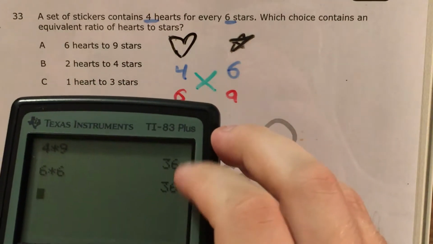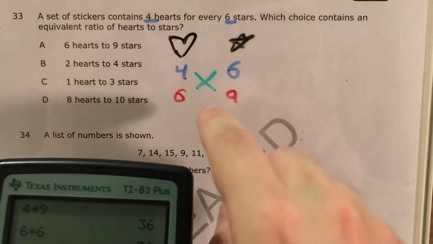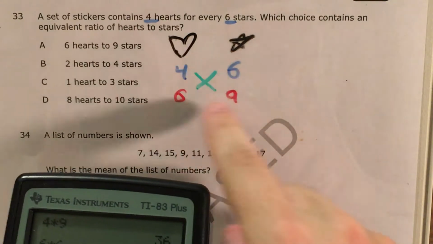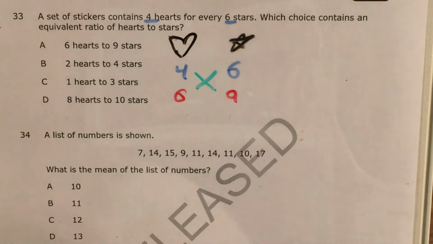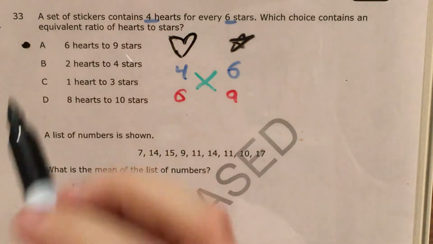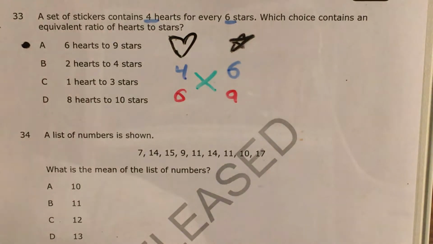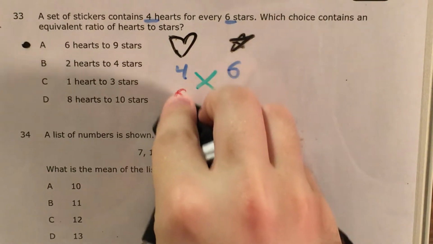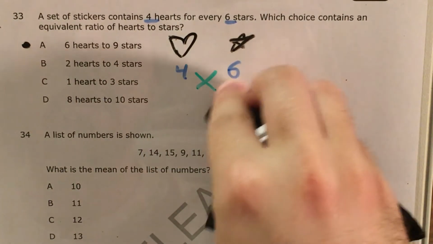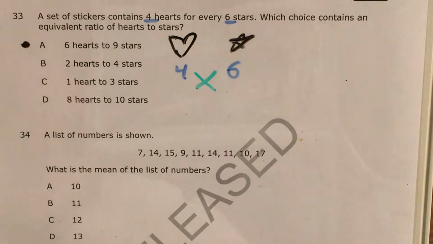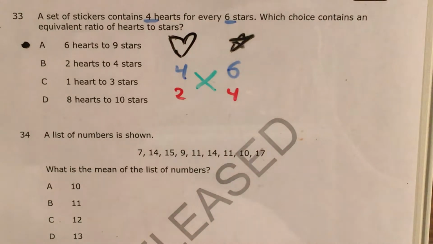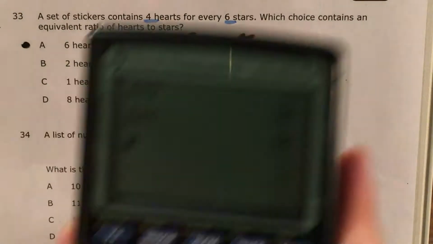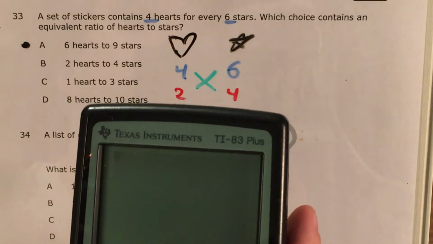The fact that I got the same number here is a pretty good sign that 6 hearts and 9 stars is continuing this pattern like we would want it to and like we would want to see in an answer choice. So I'm going to put a dot next to choice A to tell myself that that's probably our answer, but I'm still going to try to knock out the other answer choices. And I'm going to go ahead and test out choice B, 2 hearts to 4 stars. And I'm going to go ahead and use that same process again.